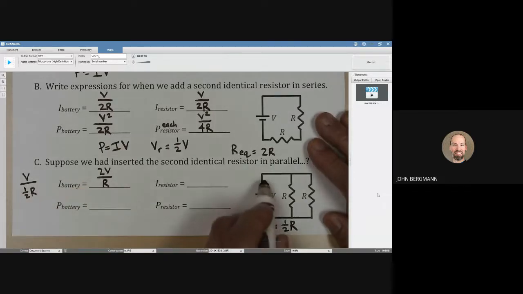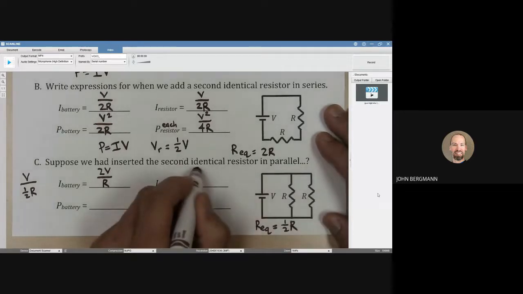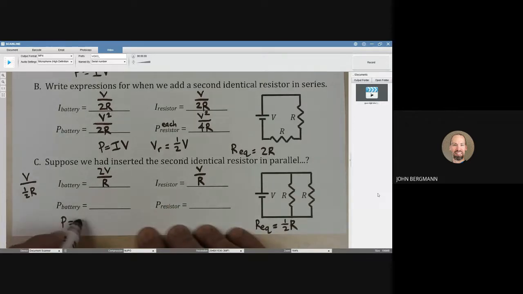Now that current is going to split 50-50 if both of these values of R are the same. That current is going to split half and half here. So each resistor will have a current of just V over R. 2V over R splitting 50-50 is V over R each way. The power output by the battery is the current going through the battery multiplied by the voltage of the battery. Isn't that going to give us 2V squared over R?